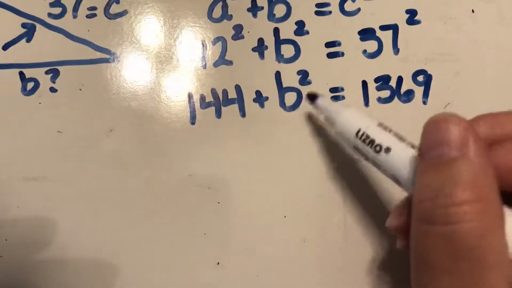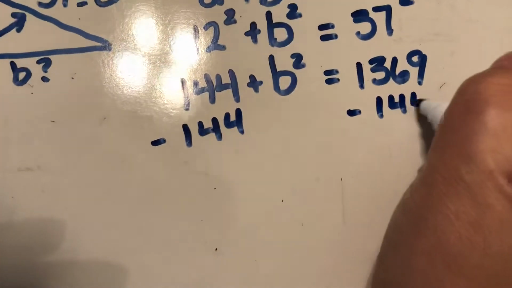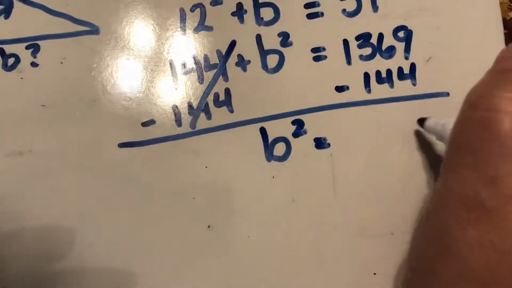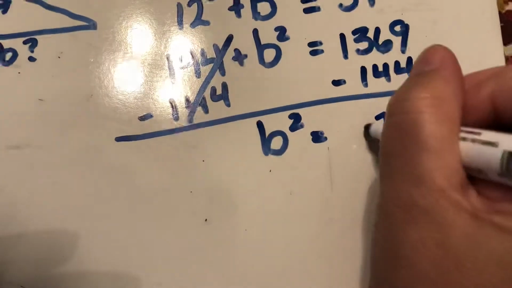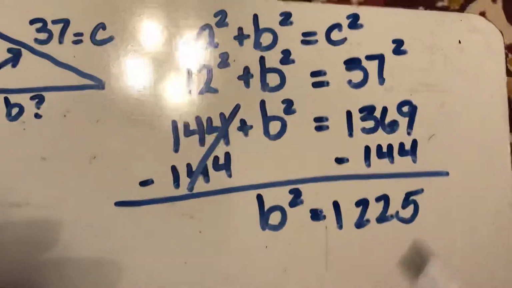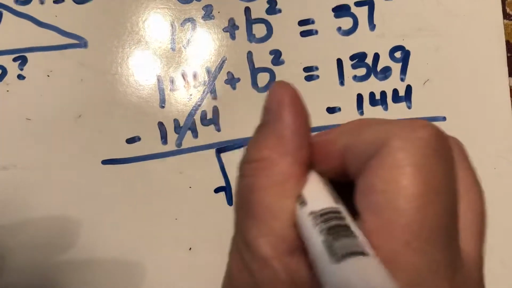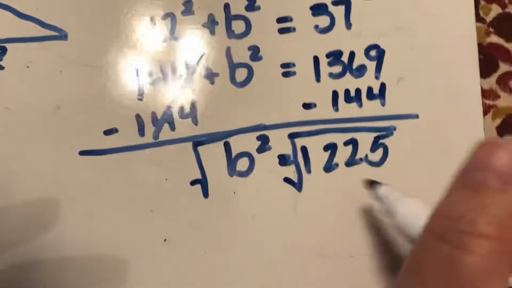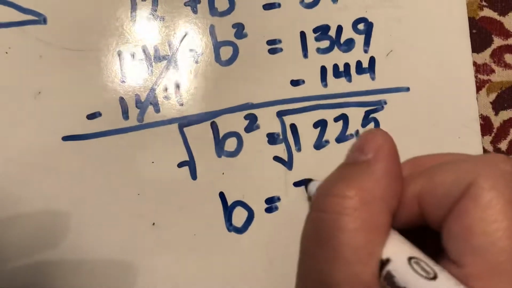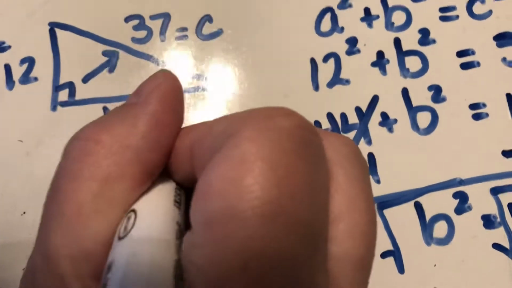Now I need to solve for my b, so I'm going to do the inverse operation and isolate my b. So I'm going to subtract 144 from both sides. And I get b squared equals, let's see, that's a 5, that's a 2, 1,225. Now, I want to know what b is, not what b squared is. So I take the square root of both sides, again, inverse operations to undo the square, and I get b equals 35. So going back to my triangle, this side length equals 35.